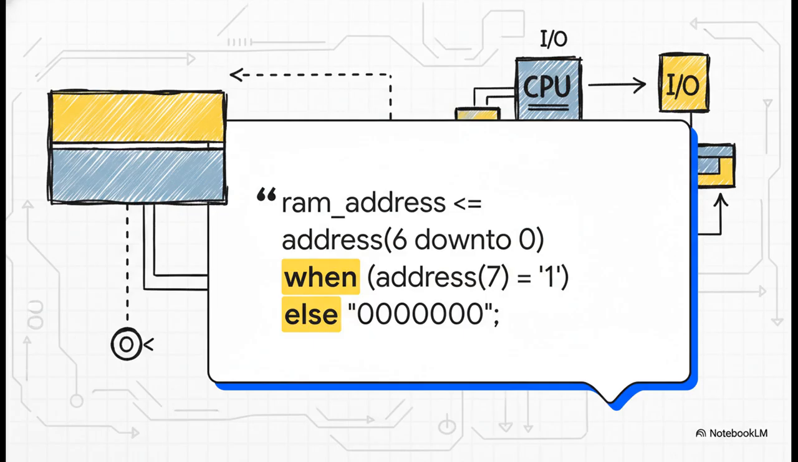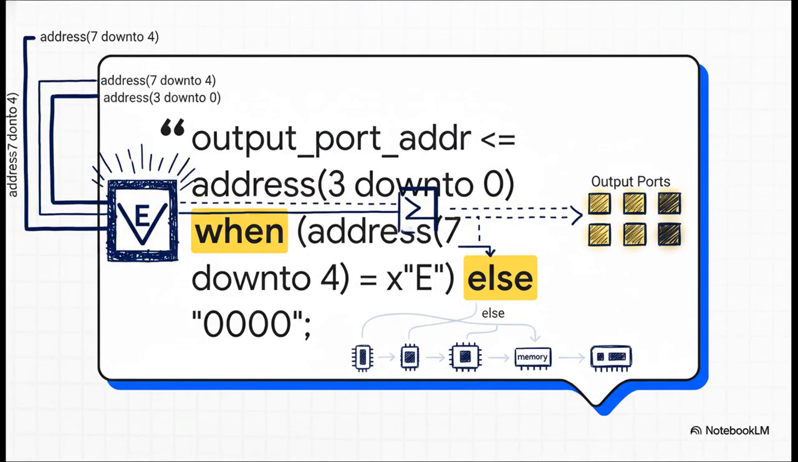And what lives up there? Our RAM and our I/O parts. So with this one simple check, we've basically split our entire memory space right down the middle. But we need to get even more specific, right?